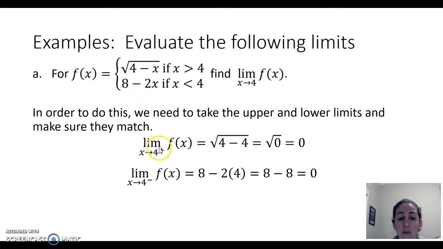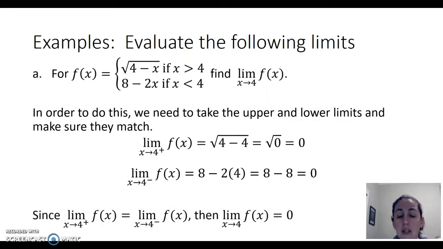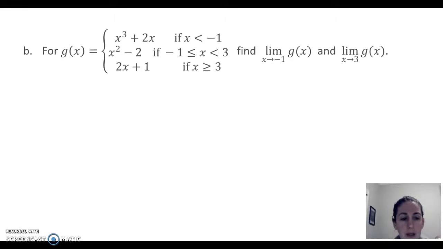Now notice the limit from the right and the limit from the left are the same. That means the limit itself does exist, and so the limit as x approaches 4 of f of x is equal to 0. Let's try another one.